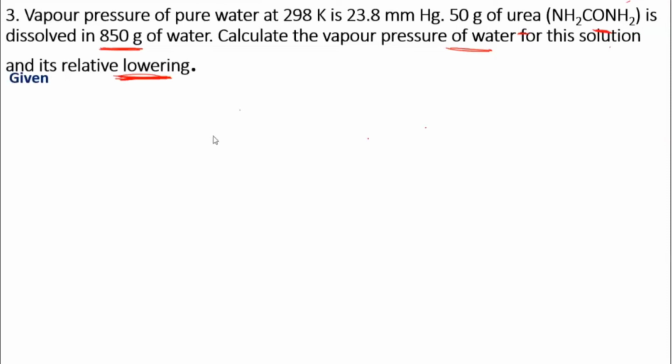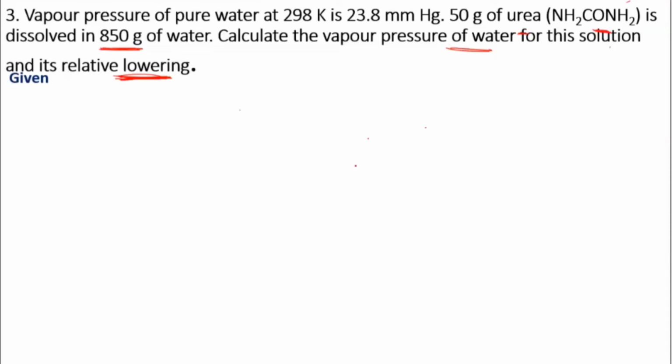How much? W1 is equal to 850 gram. Yes, and good. Urea is given. Weight of urea, W2 is equal to 50 gram. Then molecular weight of water, that is M1, is equal to 18 gram per mole. Yes, very good. M2 is given as 60 gram per mole. Then P1 naught is given as 23.8 millimeter of Hg.